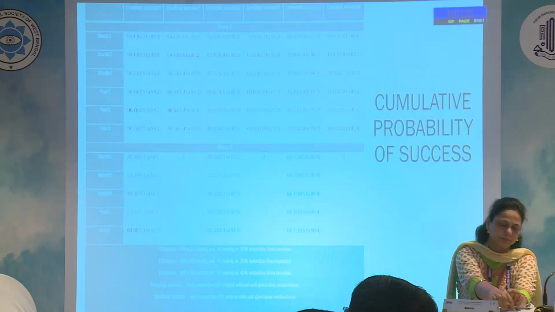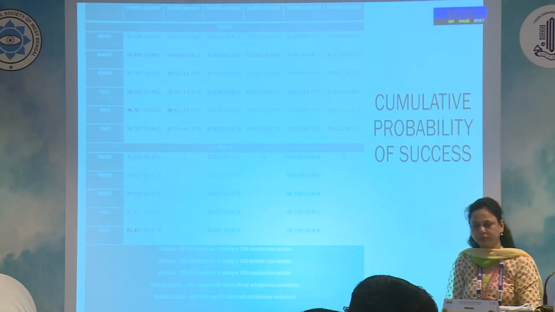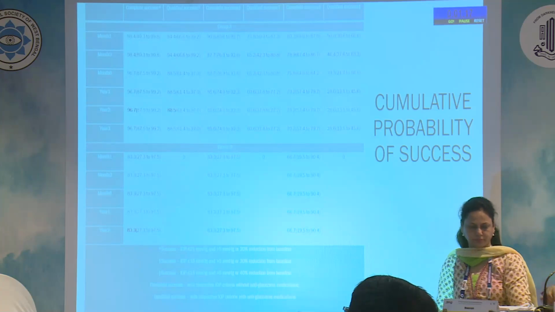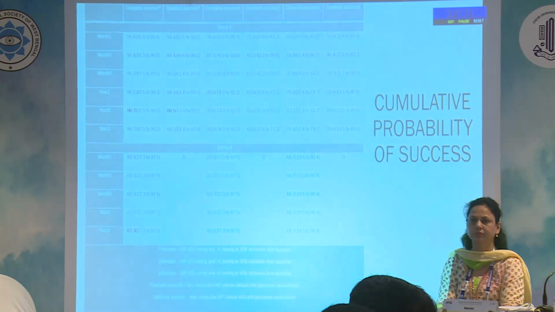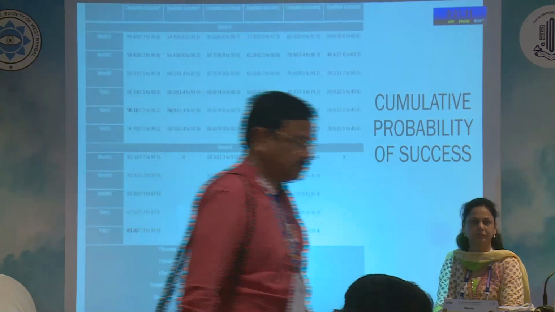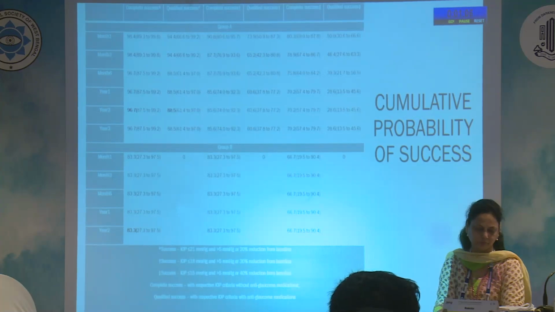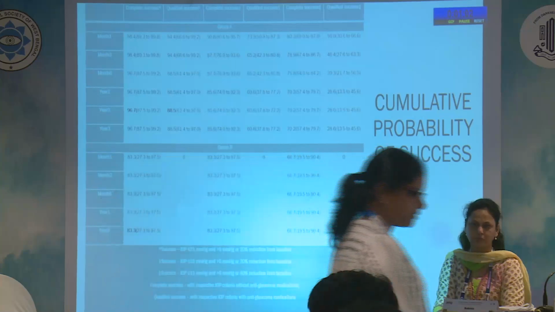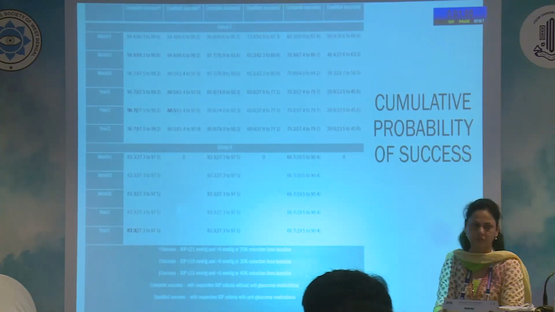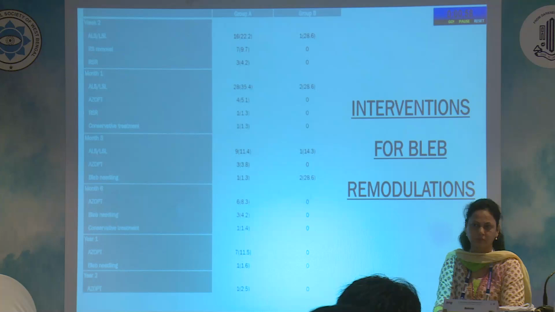And look at the success criteria. If you look at the different levels of criteria, IOP less than 18, IOP less than 15 or 21 mmHg, success is around 85% in the phaco trab group, 85% or 70% when we have used the most stringent criteria, IOP less than 15. And similar success was reported in the SICS group also. The most common interventions are LSL, suture removal, or bleb needling.